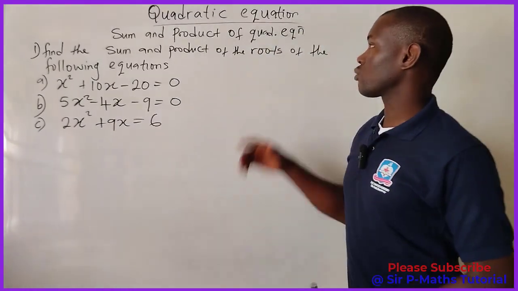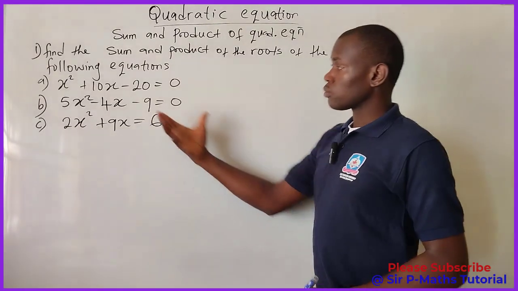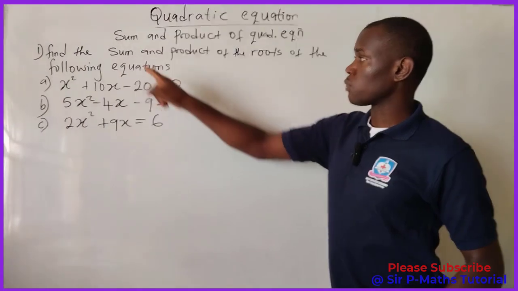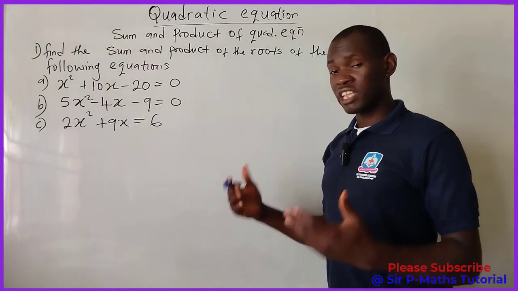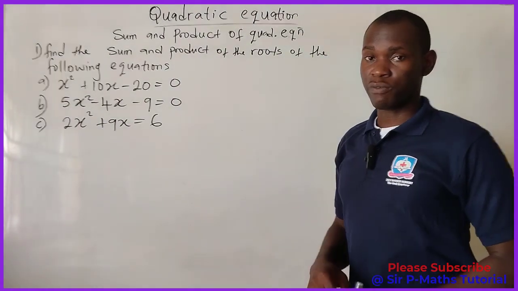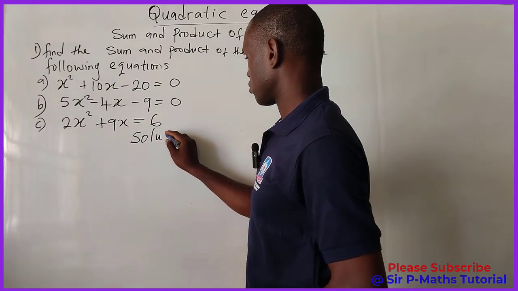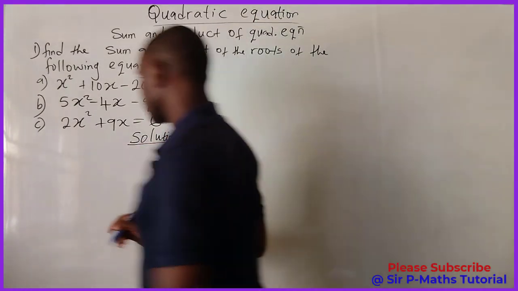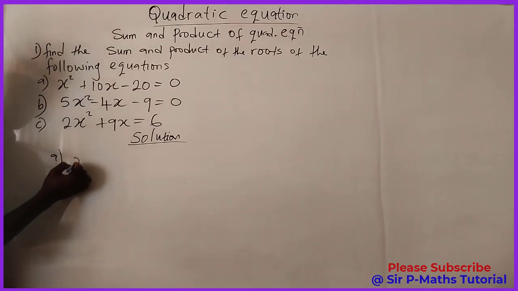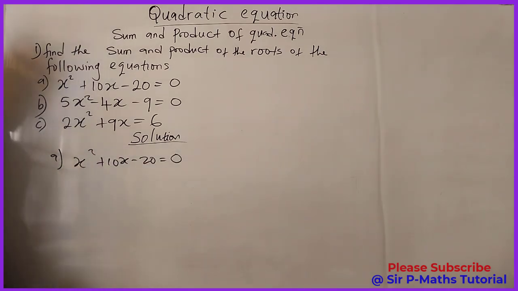Today we want to look at quadratic equations, the sum and product of quadratic equations. You have a quadratic equation and you are asked to find the sum and product of that quadratic equation. In a very simple step, I'll show you how to find the roots and sum. For the first one, I have x squared plus 10x minus 20 equal to 0.